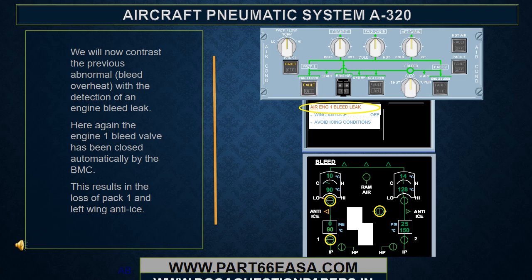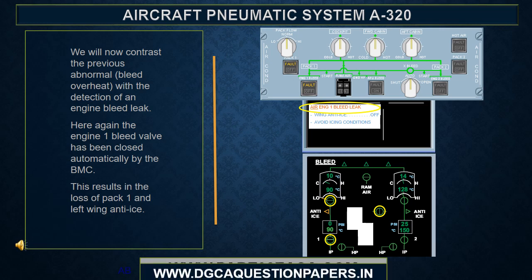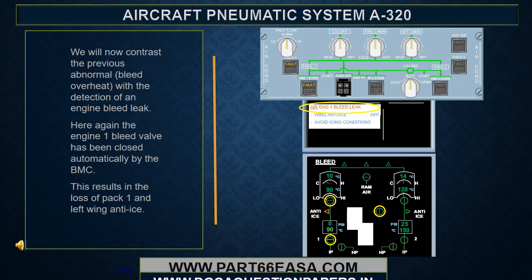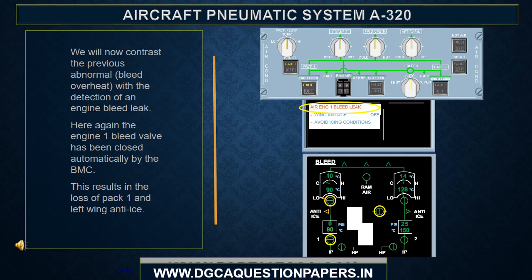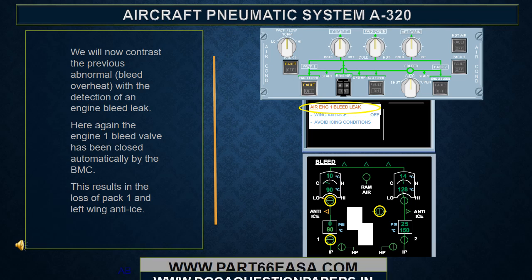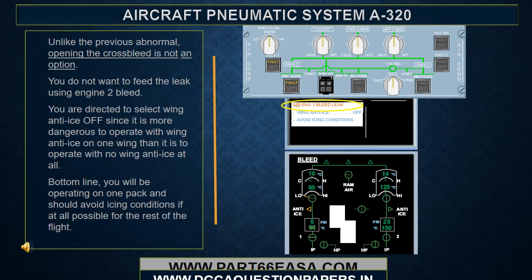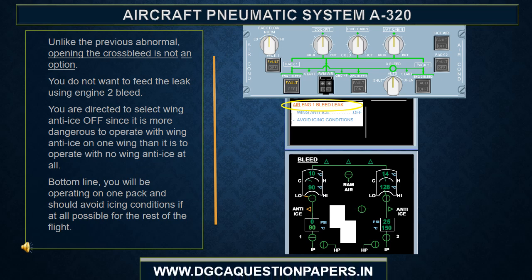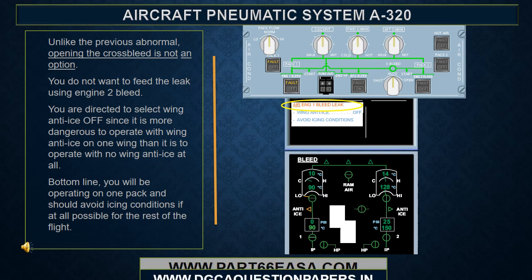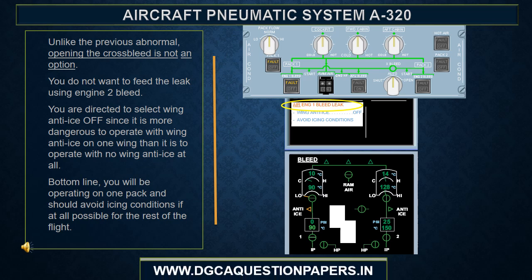We will now contrast the previous abnormal, bleed overheat, with the detection of an engine bleed leak. Here again the engine 1 bleed valve has been closed automatically by the BMC. This results in the loss of pack 1 and left wing anti-ice. Unlike the previous abnormal, opening the cross bleed is not an option. You do not want to feed the leak using engine 2 bleed.